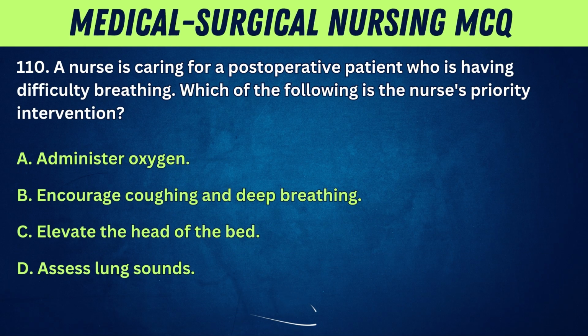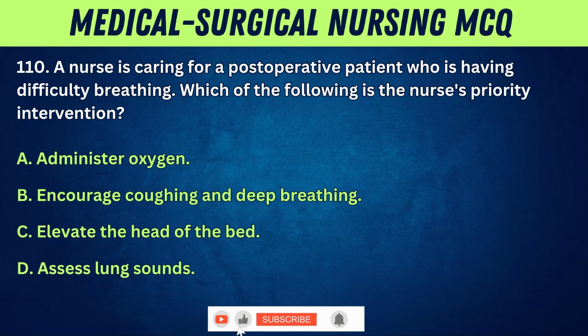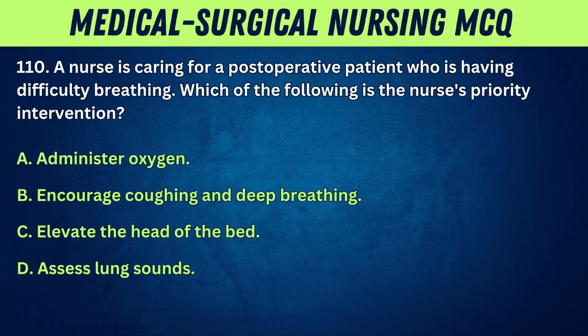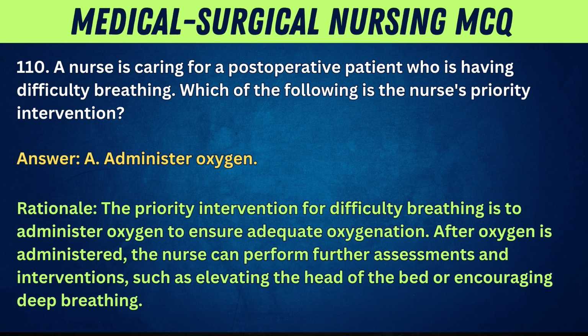110. A nurse is caring for a postoperative patient who is having difficulty breathing. Which of the following is the nurse's priority intervention? A. Administer oxygen. B. Encourage coughing and deep breathing. C. Elevate the head of the bed. D. Assess lung sounds. Answer: A. Administer oxygen. Rationale: the priority intervention for difficulty breathing is to administer oxygen to ensure adequate oxygenation. After oxygen is administered, the nurse can perform further assessments and interventions, such as elevating the head of the bed or encouraging deep breathing.